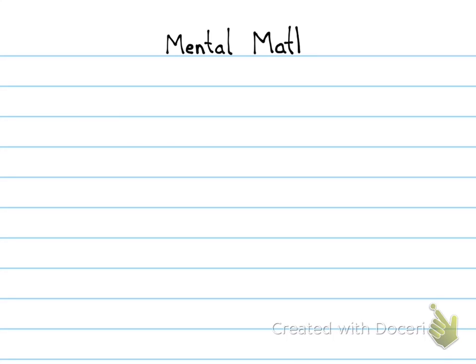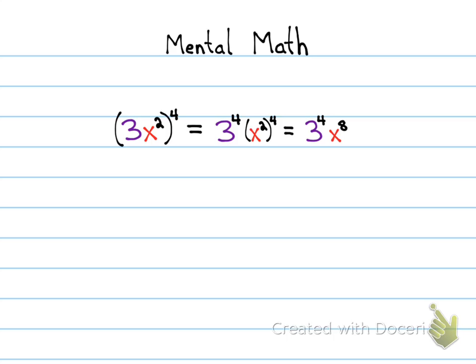So let's look at a couple using this rule and using this mental math. I need to give this power of 4, this 4th power, to each term in there. So I'm going to give it to the 3 and to the x squared. So I should have 3 to the 4th and x squared to the 4th. And then the last thing I have to do is just simplify this x squared to the 4th. I can make that simpler. So I'll have 3 to the 4th and x to the 8th.